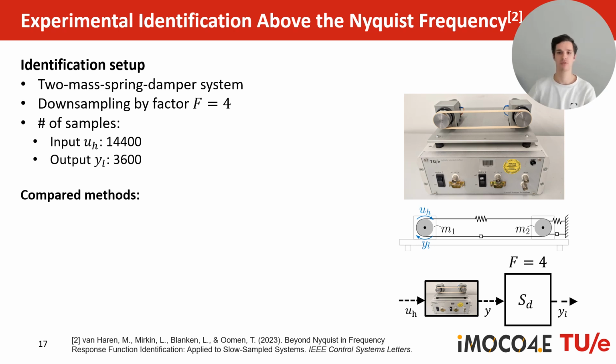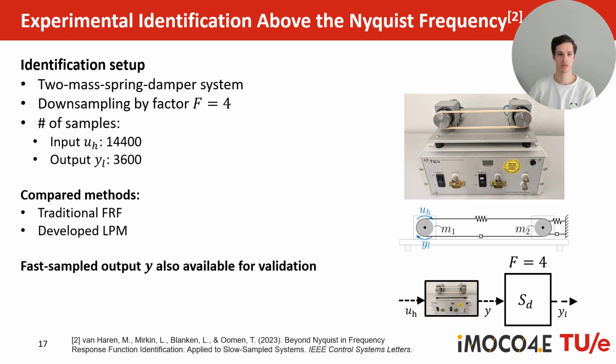And we're going to compare several methods of identification. So of course a traditional method, and the developed method. The fast sampled output Y is also available, but it's only used for validation of the framework.